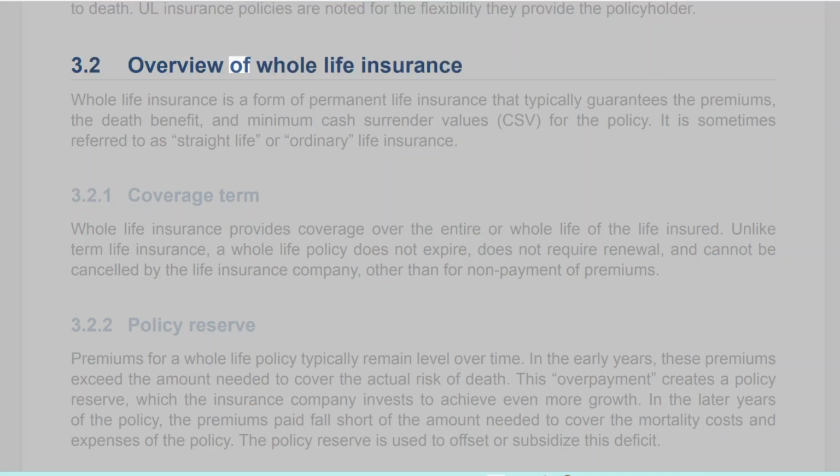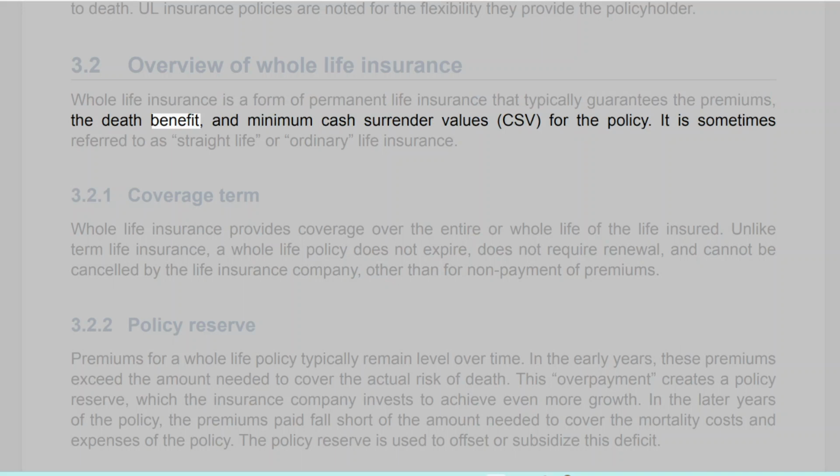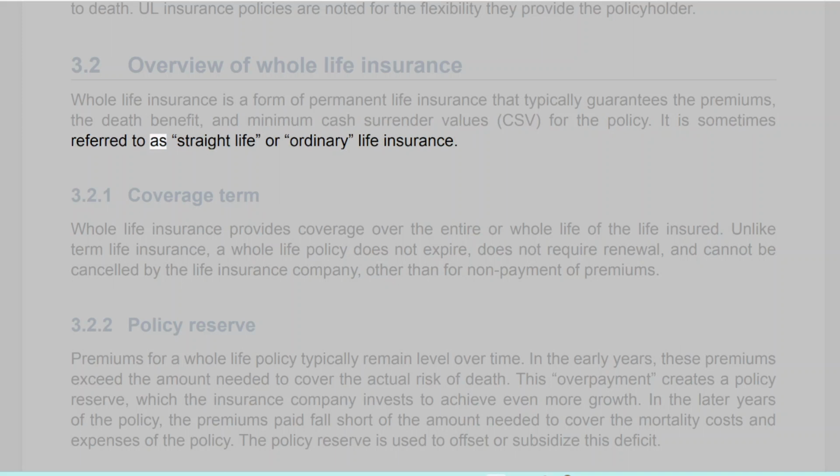3.2 Overview of Whole Life Insurance. Whole life insurance is a form of permanent life insurance that typically guarantees the premiums, the death benefit, and minimum cash surrender values, CSV, for the policy. It is sometimes referred to as straight life or ordinary life insurance.